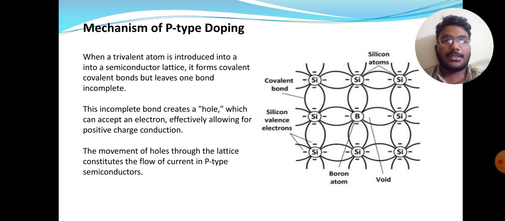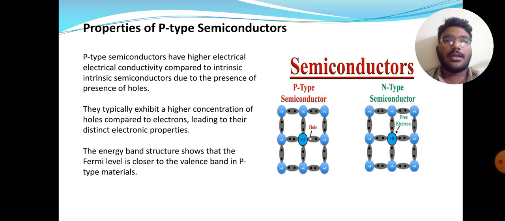Mechanism of p-type doping: when a trivalent atom is introduced into a semiconductor lattice, it forms covalent bonds, which leaves one bond incomplete. This incomplete bond creates a hole which can accept an electron, effectively allowing positive charge conduction. The movement of holes through the lattice constitutes the flow of current in p-type semiconductors.